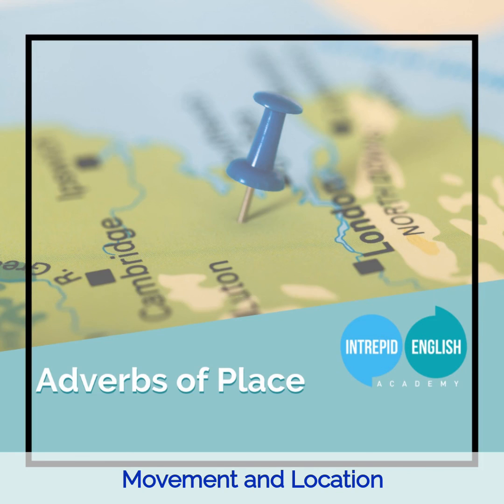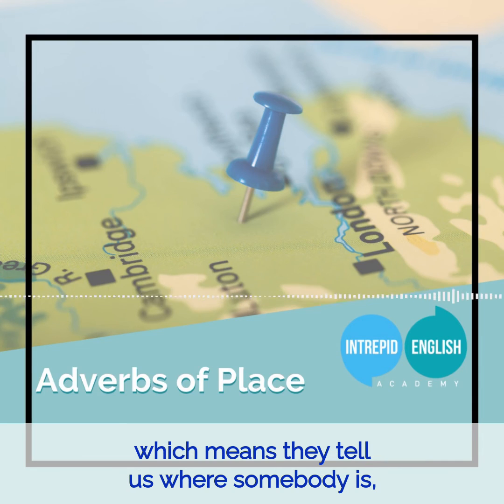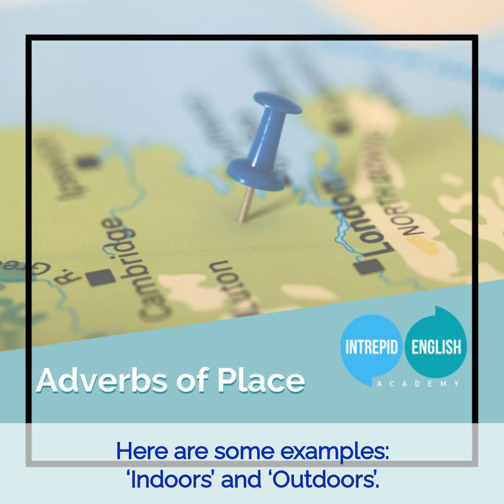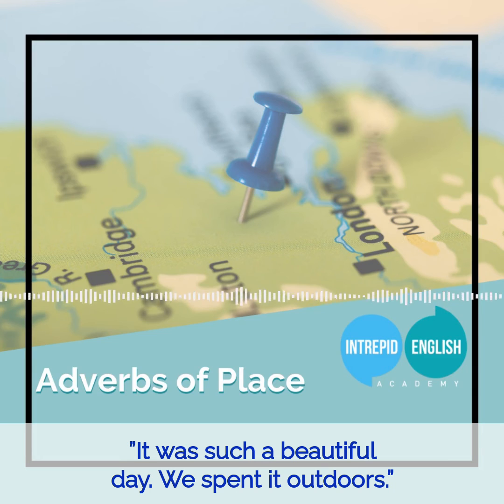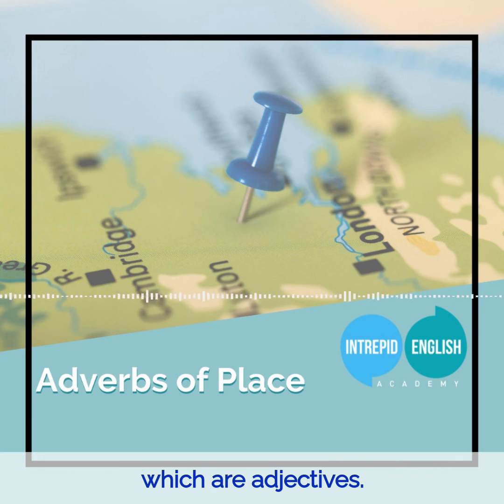Movement and location. Other types of adverbs of place refer to movement and location, which means they tell us where somebody is, where somebody was, or where somebody is going. Here are some examples. Indoors and outdoors. We decided to go indoors because it was raining. It was such a beautiful day, we spent it outdoors. Note, when you remove the S, you are left with indoor and outdoor, which are adjectives.